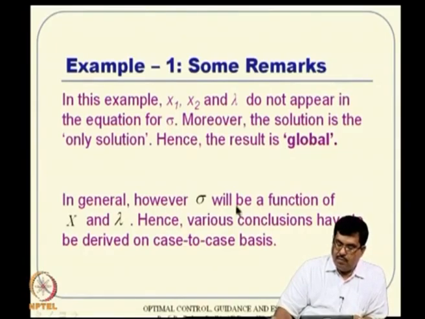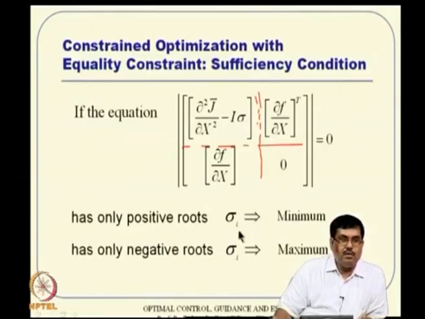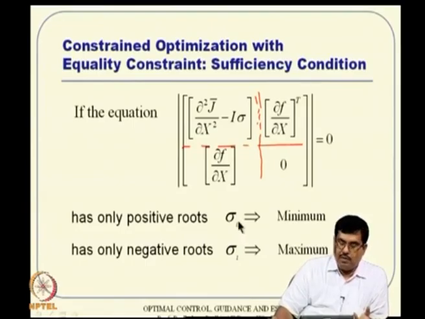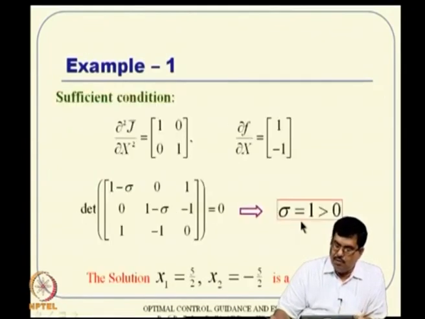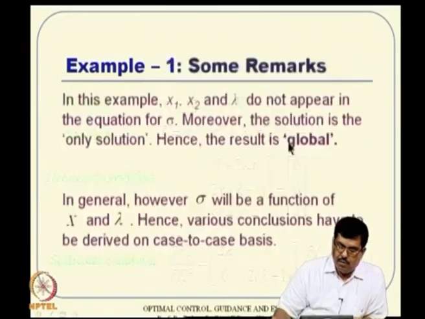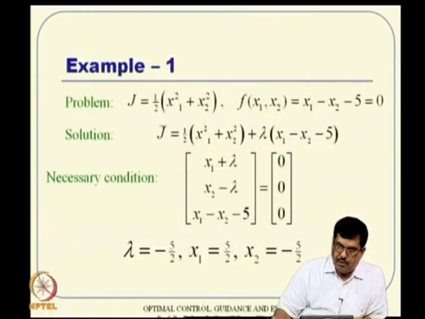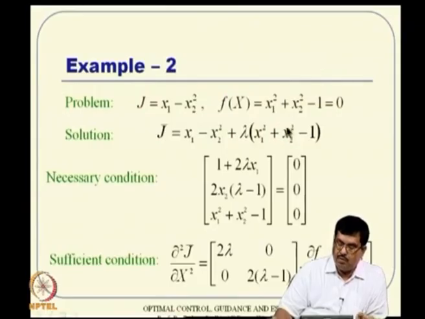In general, however, sigma will be a function of x and lambda, and hence the various conclusions that you have seen here can depend on which candidate solution you are talking about. So, around each candidate solution, you have a set of sigmas, and this set of sigmas has to satisfy a certain condition. That analysis goes that way, and we will also give another example to demonstrate that. In the constrained optimization sense, in the sufficiency condition sense, we'll go through another example.